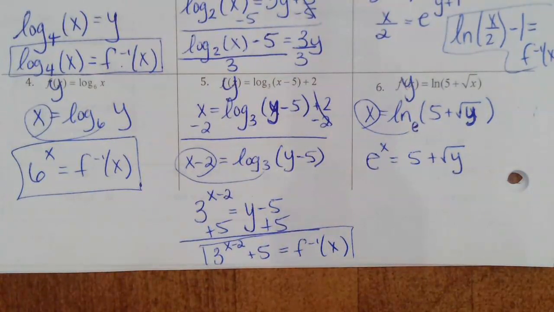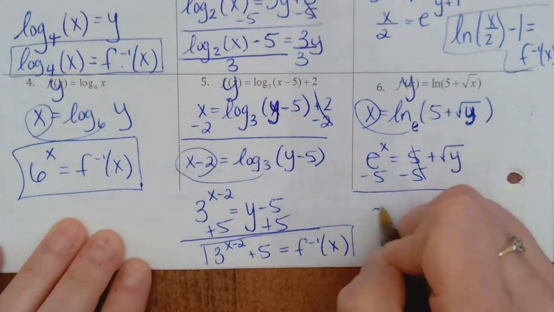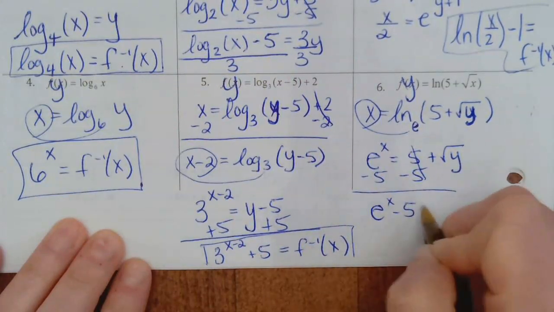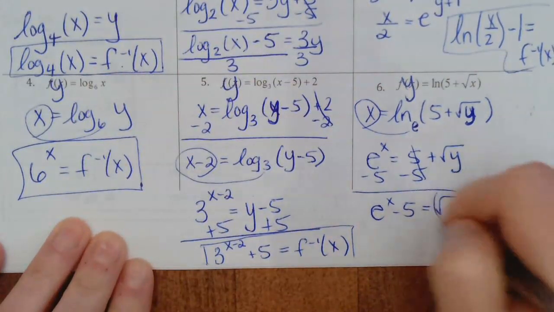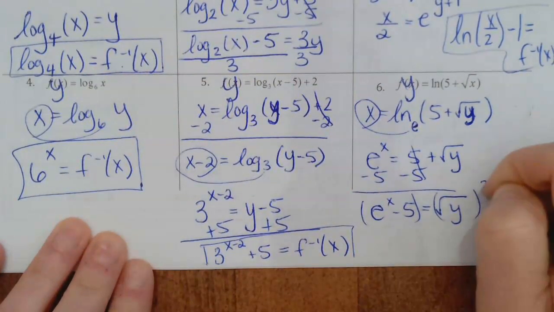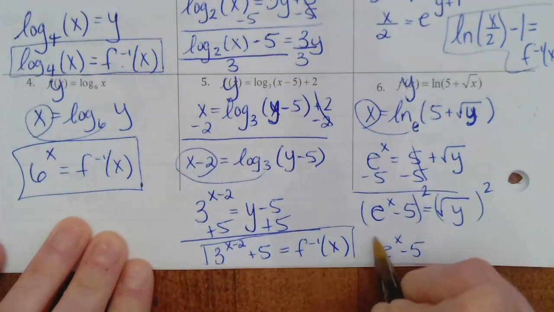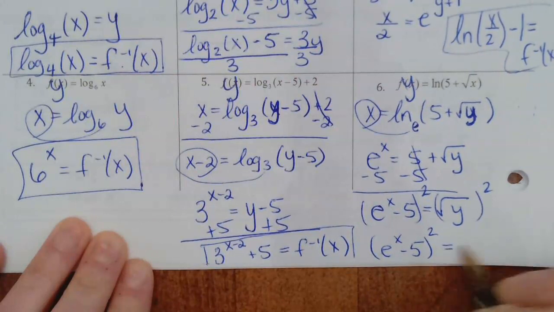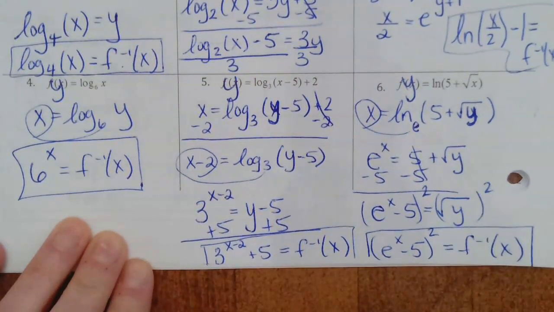And now I want to solve for y. So subtract the 5. And to undo a square root, I have to square it. So this would be e to the x minus 5, all of that squared, is equal to my inverse. Once I have y isolated, that represents my inverse.